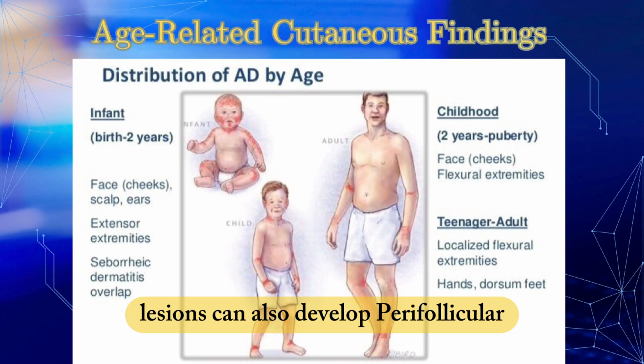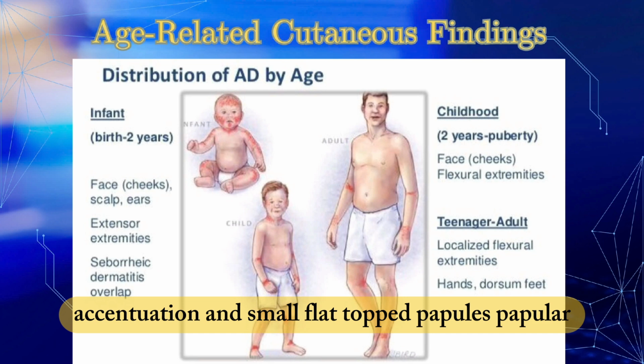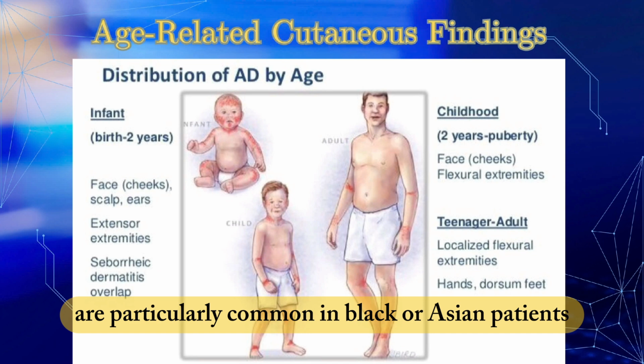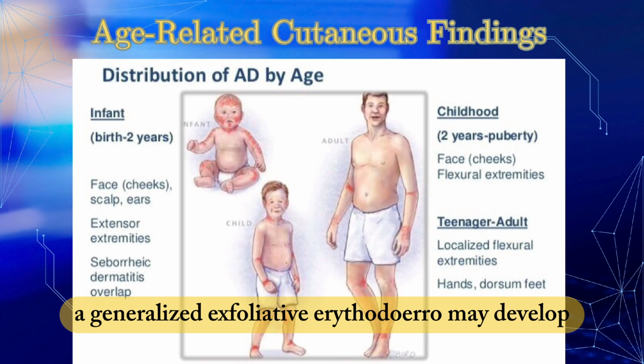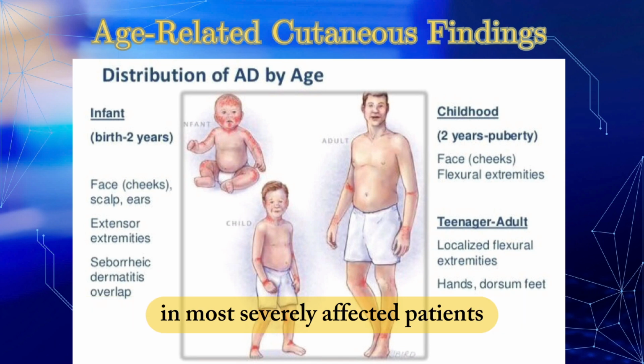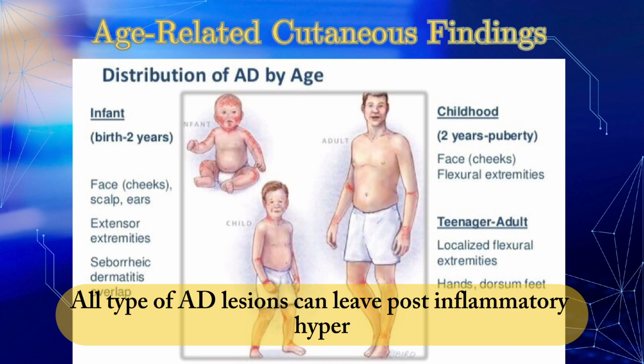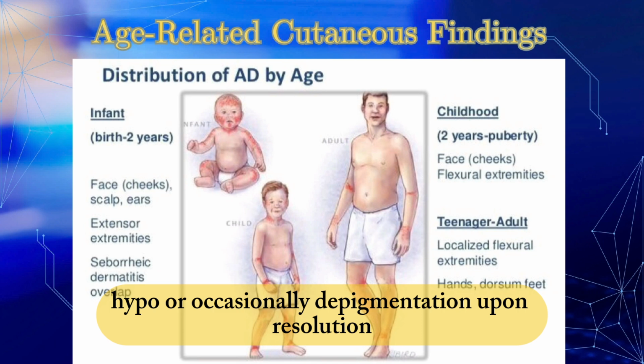Follicular accentuation and small flat-top papular eczema are particularly common in Black or Asian patients. In any stage of AD, a generalized exfoliative erythroderma may develop in the most severely affected patients. Any type of AD lesion can lead to post-inflammatory hypopigmentation, or occasionally depigmentation, upon resolution.